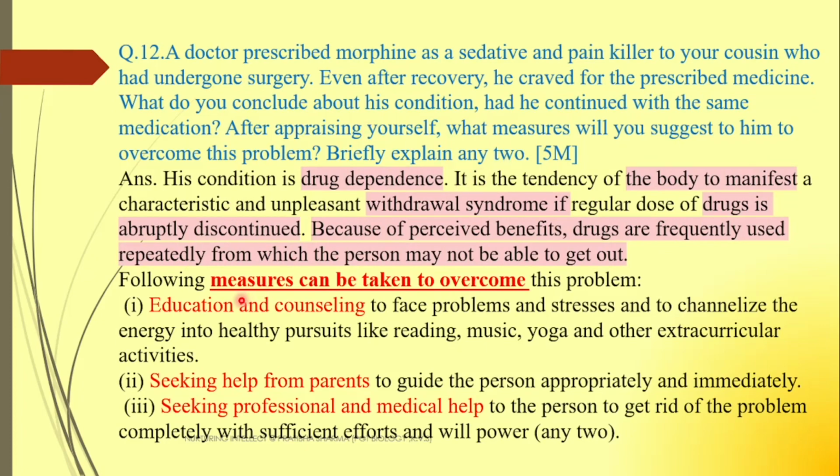Three points, you can write any two. Education and counseling to face problems and stress and to channelize the energy into healthy pursuits, so you will ask him to work upon his or her hobbies like reading, music, yoga, and other activities. Seeking help from parents: parents can be told about the situation and they can guide the person appropriately and immediately. Seeking professional and medical help if required.